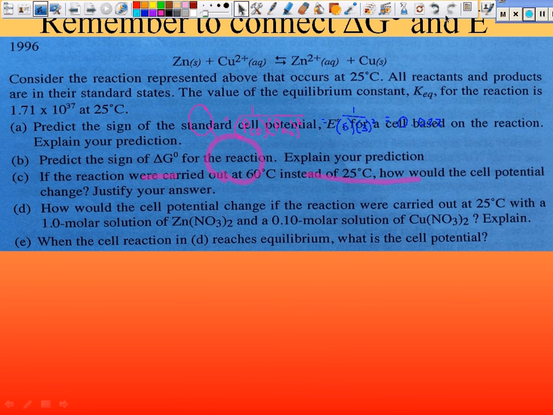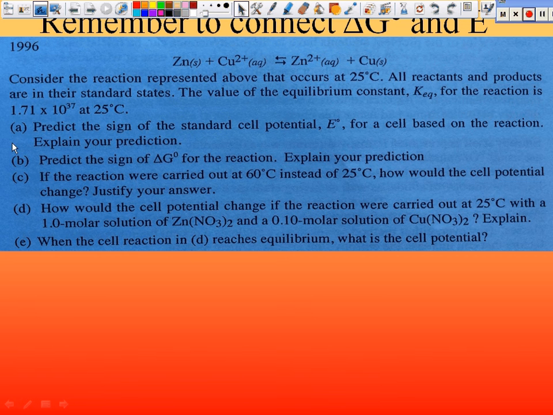So this is kind of a thermo question. This is the first one. All right. Consider the reaction represented above that occurs at 25 degrees Celsius, with all reactants and products in their standard states. The value of K is 1.71 times 10 to the 37th. Is that a really big number or a really small number? That's really huge. So, A, predict the sign of the cell potential.